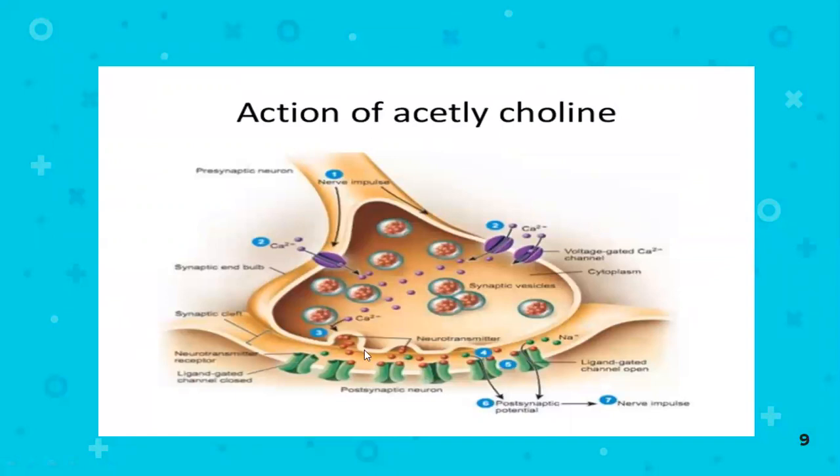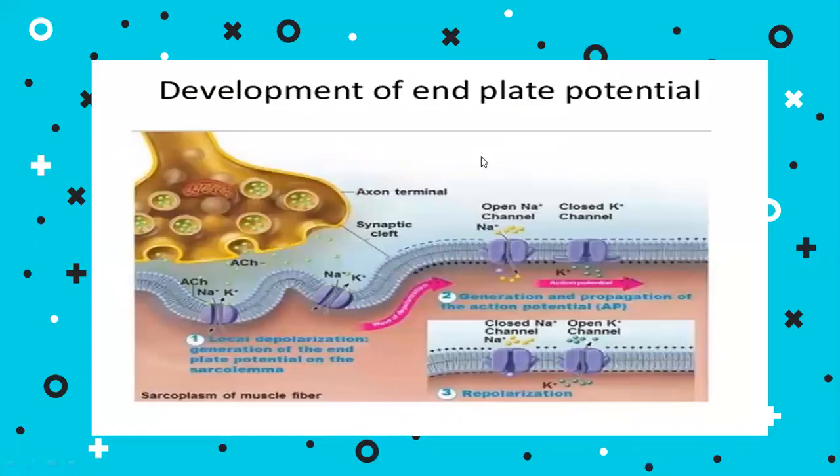This is the diagram showing the action of acetylcholine. This is the diagram showing the development of end plate potential. ACH is here, that is acetylcholine. There is generation and propagation of action potential. There is closed sodium channel and open potassium channel, and process of repolarization and depolarization goes on.